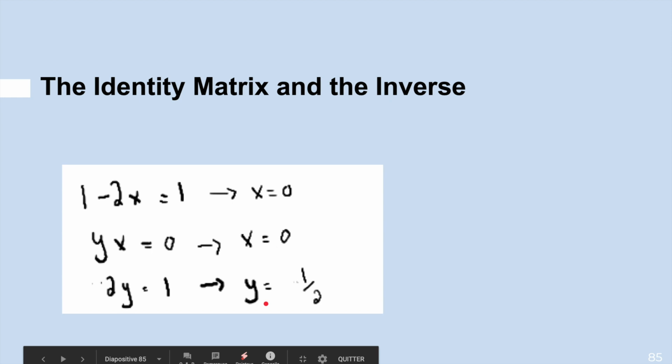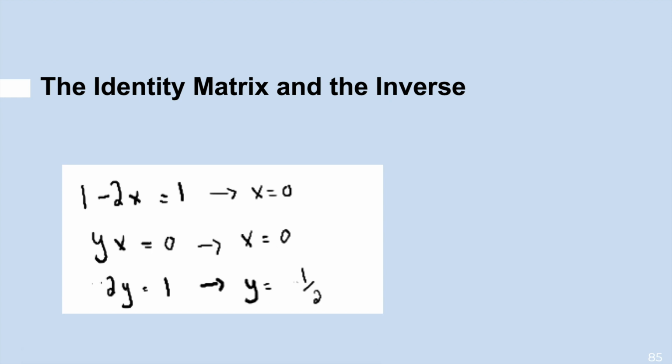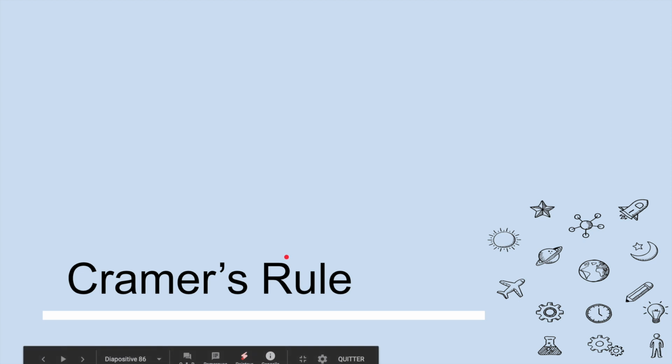So using our identity matrix and the knowledge that we have of the inverse, we're able to solve for our x and our y. The next video is going to be about Cramer's rule, which is going to help us solve some linear equations even faster than using Gaussian elimination, or Gauss-Jordan elimination for that matter.